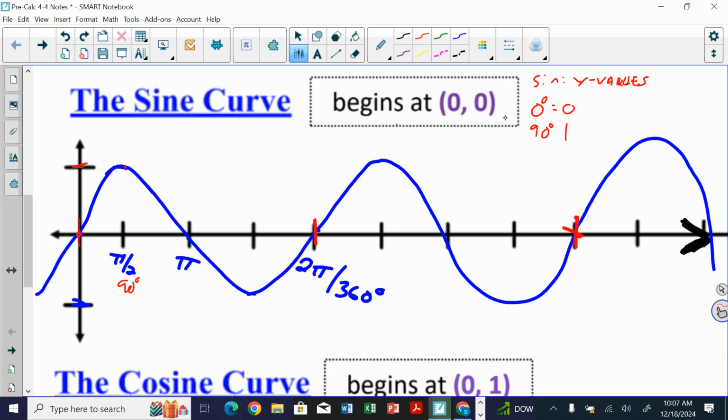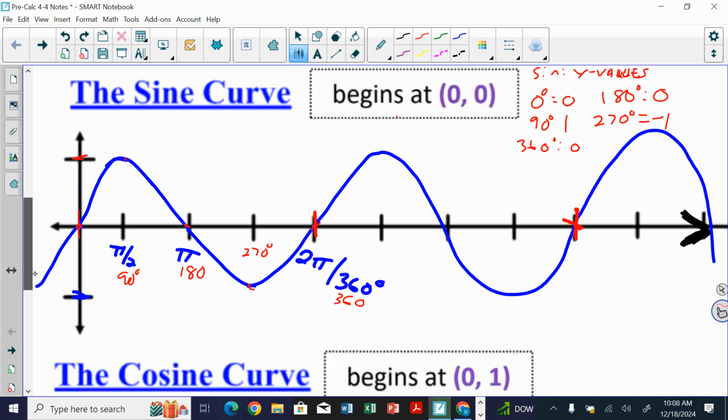Then at 180 degrees, you're back down to 0 because you go through here. At 270, you actually go all the way down to -1 when we get down here. So it'll be 270 degrees, right? And we talked about this being 360. And at 360, you're back at 0 because that's the period length, okay? So it repeats like that.